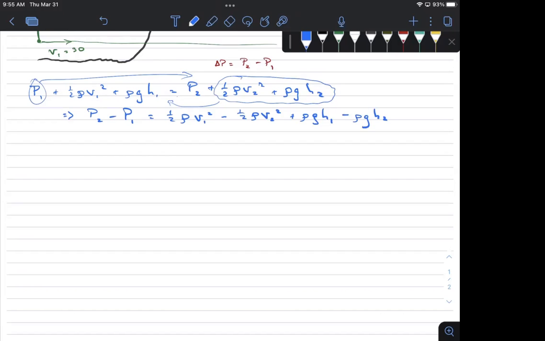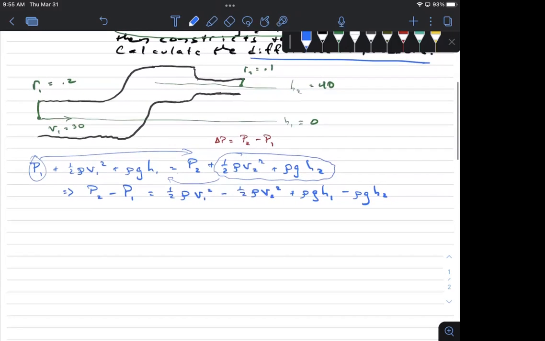And at this point, all I have to do is plug in all my numbers. I say, do I know everything to be able to solve this? That is to say, the left side is what I want. So this thing here, that is delta P. That's what I want. So I need to plug everything in on the right side. Do I know all these numbers?